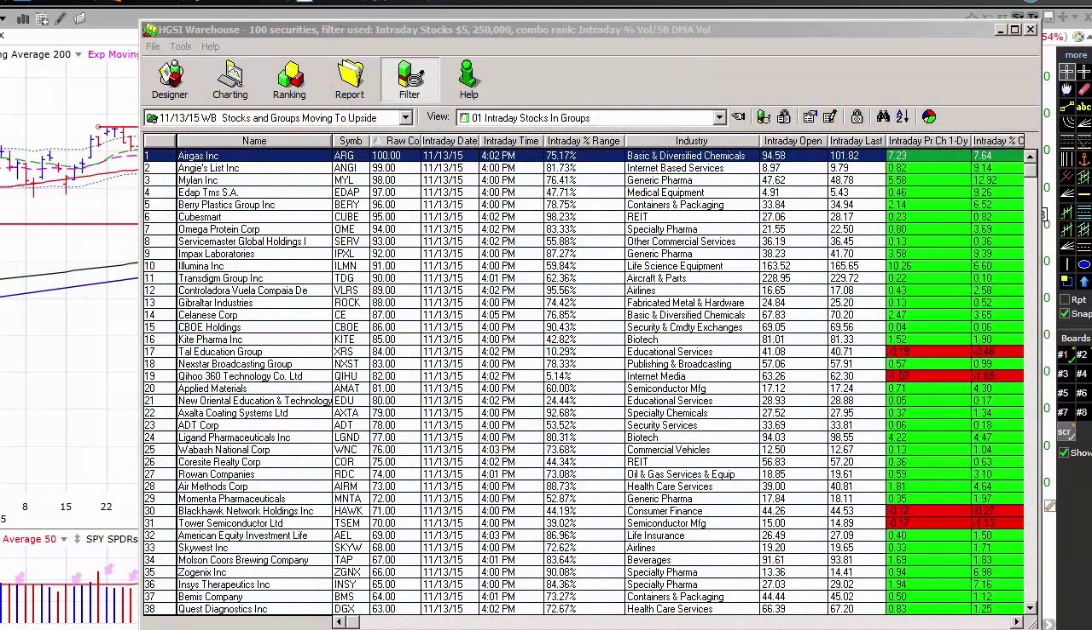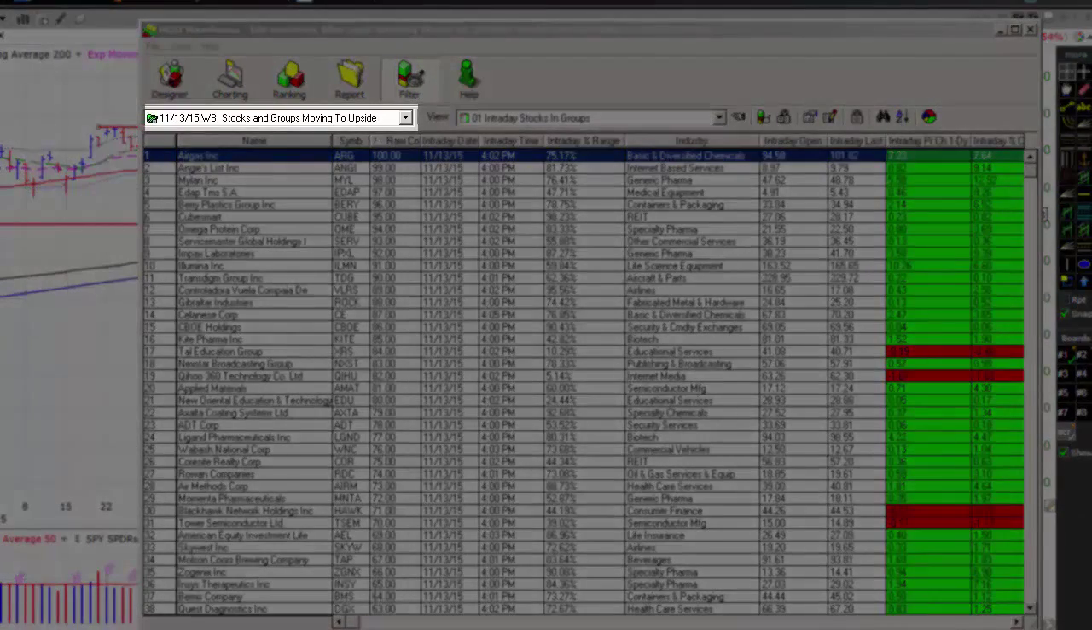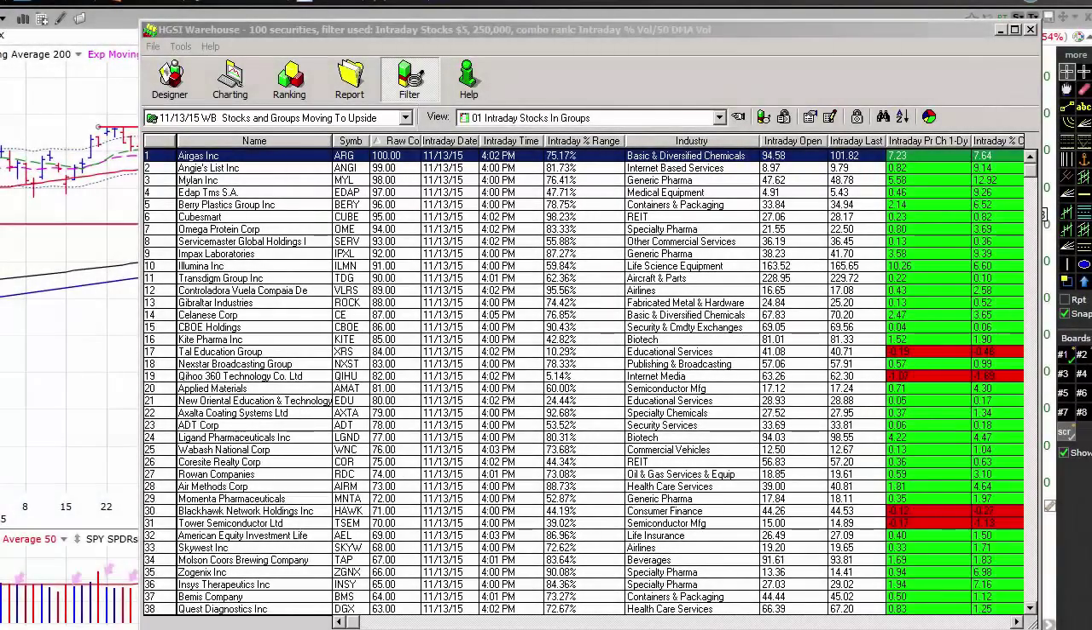Okay, let's take a quick look at our Spectrum Analyzer. What we're looking at here is HGSI, High Growth Stock Investors, universe of over 8,000 stocks, sorted by a combination of the most powerful stocks in the most powerful industry groups. We've made a group of the top 100 stocks in that sort.